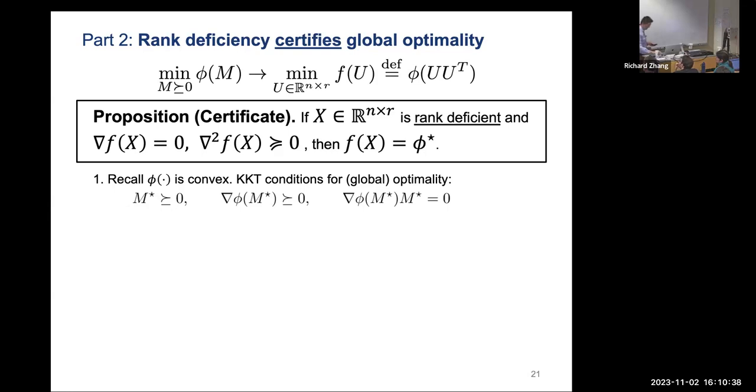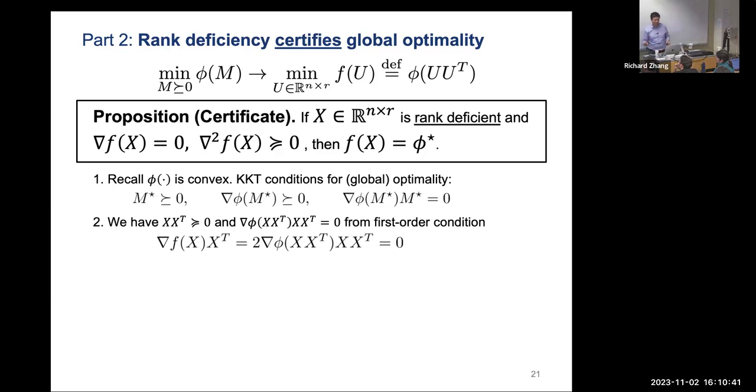The second step is you discover that the condition gradient equals 0 already implies this condition for the matrix XX transpose, which, by the way, is obviously semi-definite. You can just write out the gradient, and it is equal to this. Then your gradient times X transpose already equals 0. So of these three conditions, you already have the first and the third from just this equation. We have not yet needed to use rank deficiency nor the second-order condition.